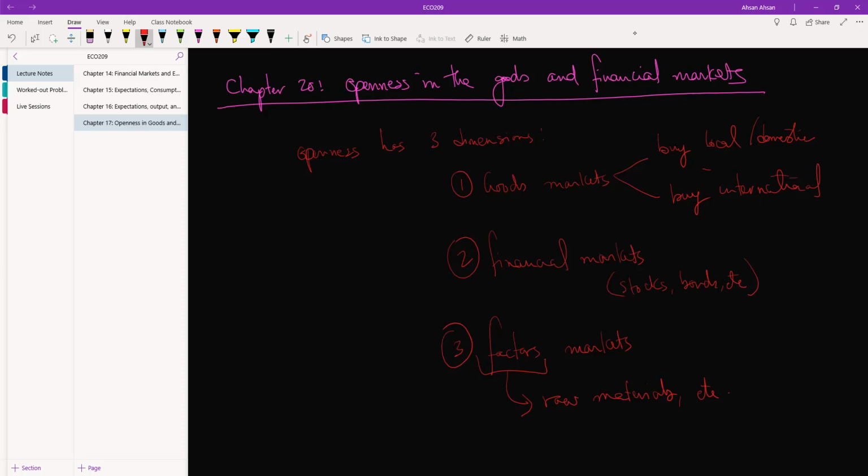If you have the option of hiring people from another country, or if you're planning to open a factory and you have the option of deciding whether you want to open this factory in Malaysia, in Thailand, or in Bangladesh, that's an example of having openness in the factors market. You get to decide where your factory will be located. So these are the three dimensions of openness. In this chapter, we are primarily going to focus on the first two, goods market and the financial market.